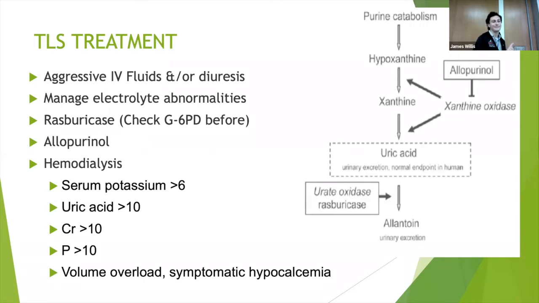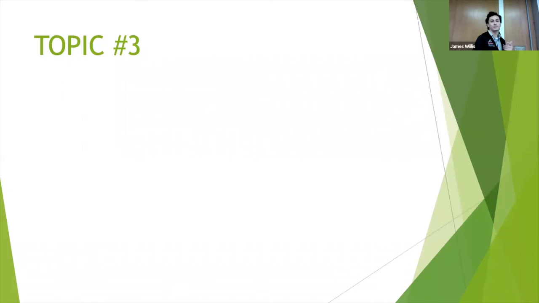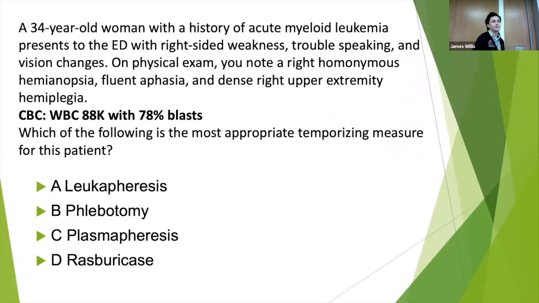Cool. Sweet. So this is our third topic. So 34-year-old woman with a history of AML presenting to the ED with right-sided weakness, trouble speaking, vision changes. On physical exam, you note a right homonymous hemianopsia, fluent aphasia, and dense right upper extremity hemiplegia. Have a white count of 88,000 and 78% blasts. So which of the following is the most appropriate temporizing measure for this patient?